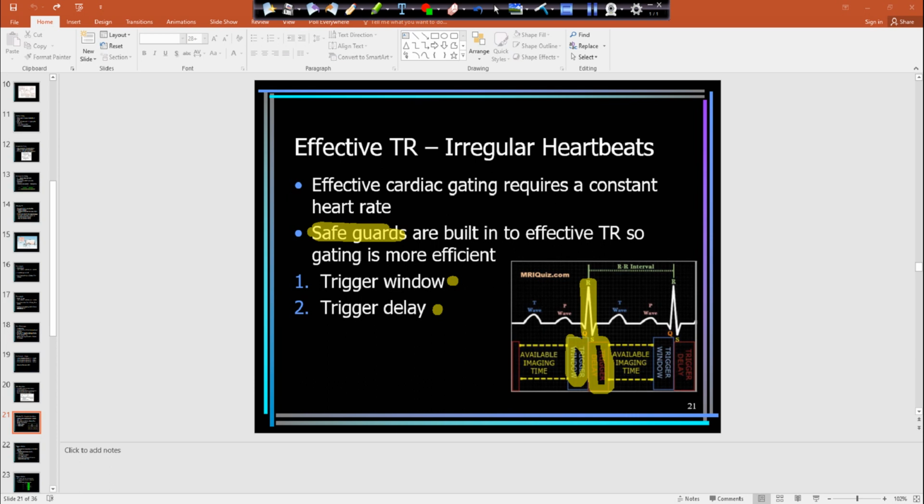Then you basically take your effective TR that you calculated, 60,000 divided by the beats per minute, and subtract these two things, the trigger window and trigger delay, to get your available imaging time. These are some of the problems we'll solve today. These are just safeguards so that we're not imaging during the contraction of the ventricles that causes the greatest amount of motion.